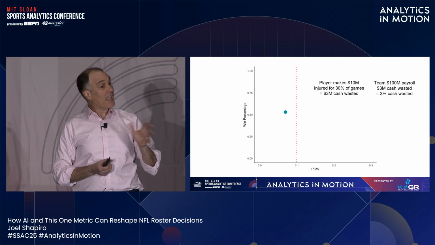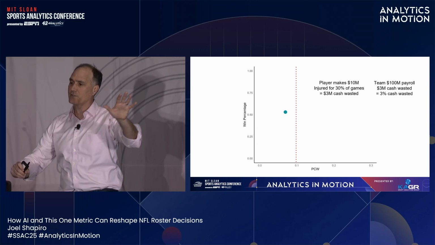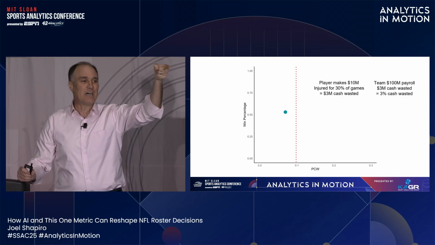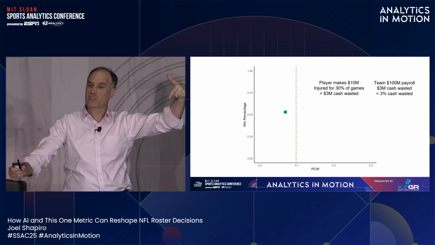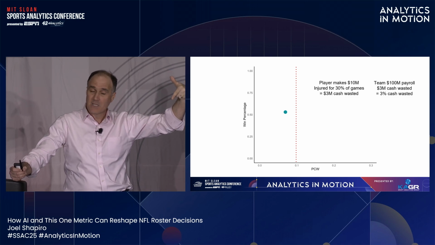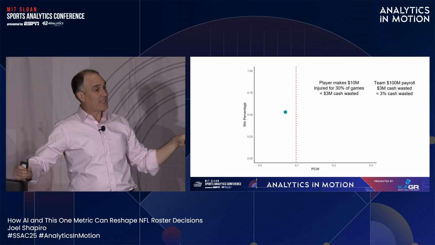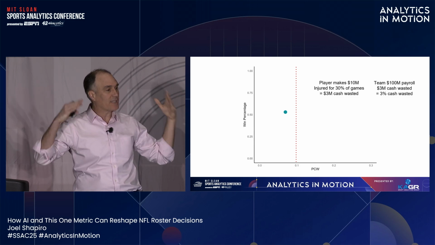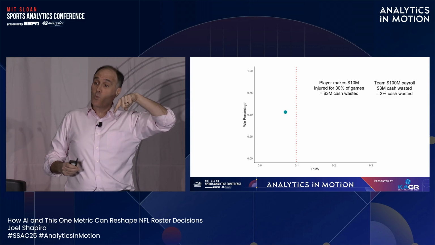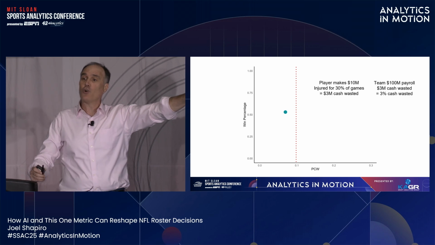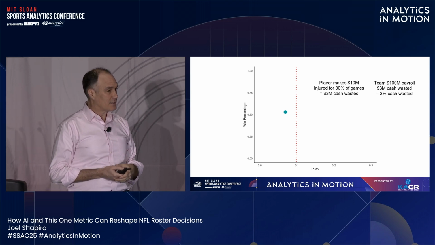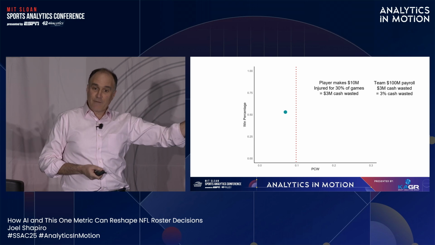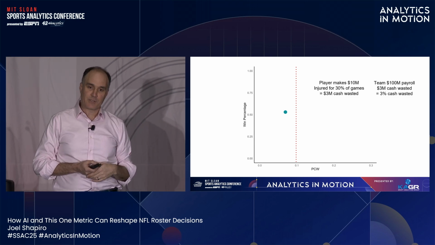right around 10%. And just to give you a better sense of what percent cash wasted means, imagine that you have one player on a team that makes $10 million a year and misses 30% of their season. That would be like $3 million cash wasted. We could argue whether that's the right word. If that team had a $100 million payroll and that were the only player that got injured, that would be 3% cash wasted. The Dolphins were to the left of this line, this league average.